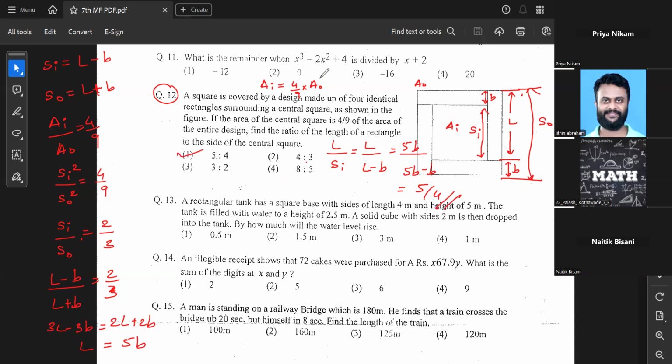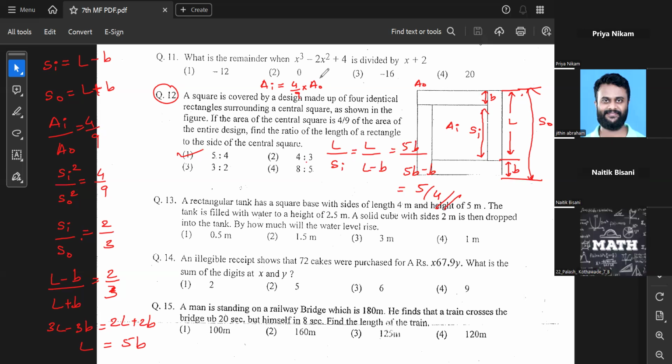That's my answer. I hope it's clear. Understood, sir. Yes, sir. Sir, yes, after Priya, this question 13. Okay. Priya, what was your query, please?